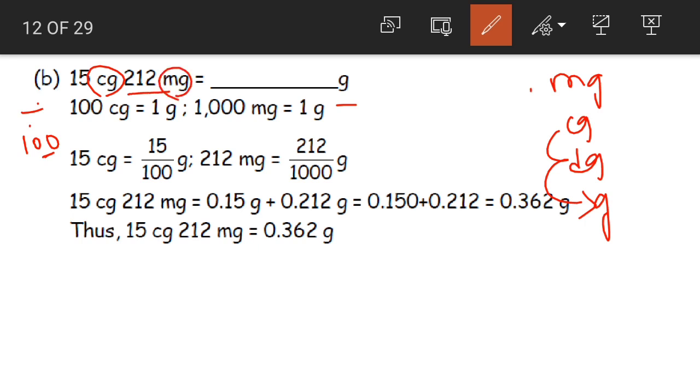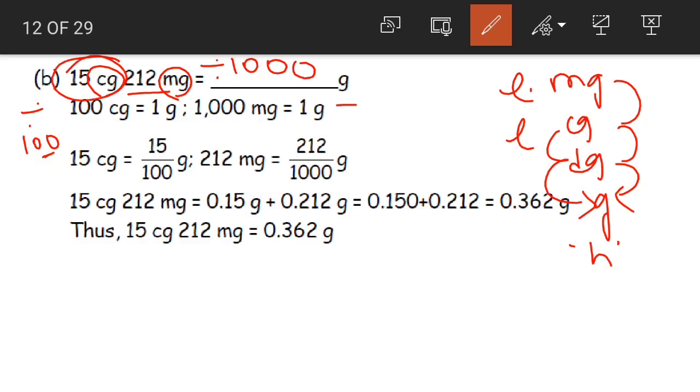Next, we have 212 milligrams. Now from milligrams to grams, 1, 2, 3. We need 3 jumps. So we need to divide our milligrams by 1000. Isn't this so, children? Depending on the number of jumps we will divide. Again, why are we dividing? Because we are converting the lower units of measurement into a higher unit of measurement.